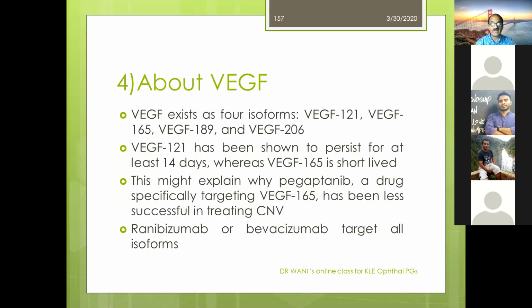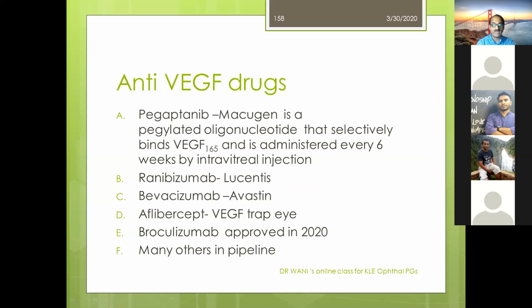Now what about VEGF? VEGF is the vascular endothelial growth factor. It's a cytokine. It has 4 isoforms, this is for your theory: 121, 165, 189, 206. 165 is the most important. Pegaptanib, the first molecule, was active only against 165. It was not very effective against CNV because all these isoforms had to be suppressed. Whereas ranibizumab, bevacizumab, aflibercept attack all the isoforms of VEGF.